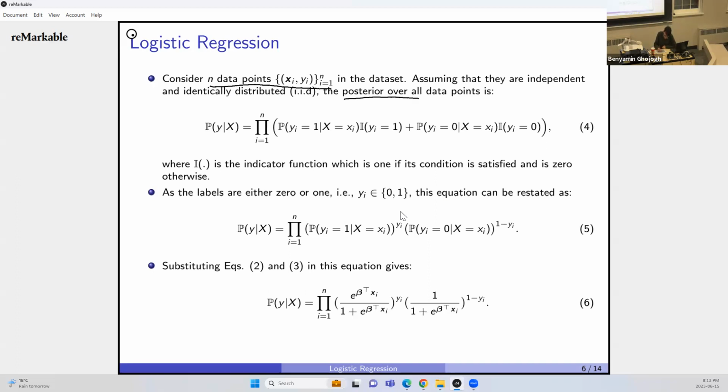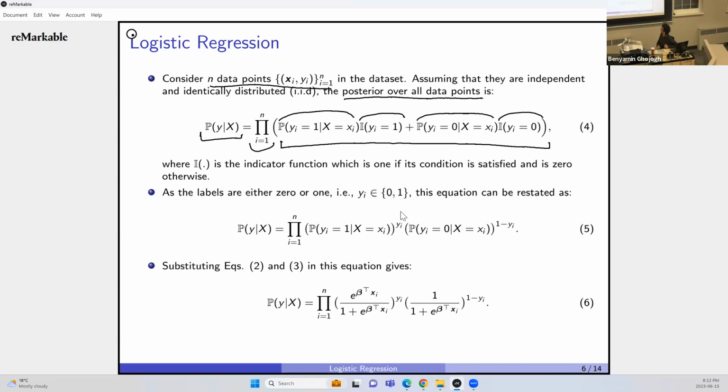The posterior over all data points is this. The probability of y given x, you can write it as a multiplication of this probability, because they are IID, they are independent. And what does it say? It says if the point is in class 1, I use its probability of belonging to class 1. If the point is in class 0, I use the probability of belonging to class 0. And I here is the indicator function, right? As the target labels are either 0 or 1.